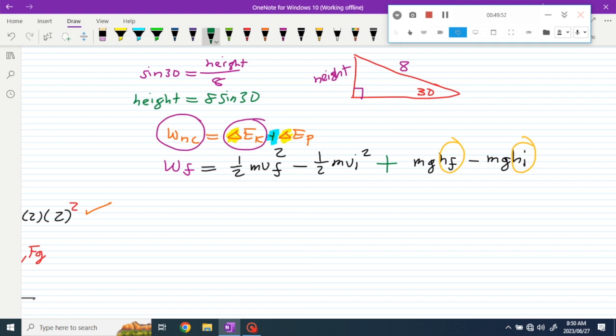The object starts off at the top where the height is, in this case 4, if I'm not mistaken, and it goes down to the bottom, to the ground. What will the height be here at the bottom? 0. So the final height is 0. The initial height is going to be this.